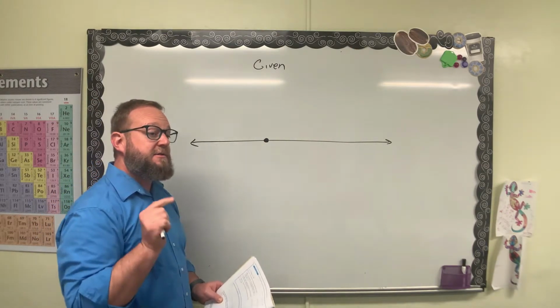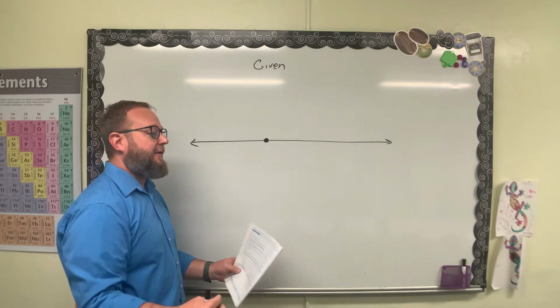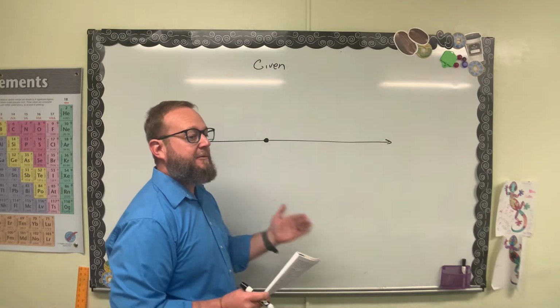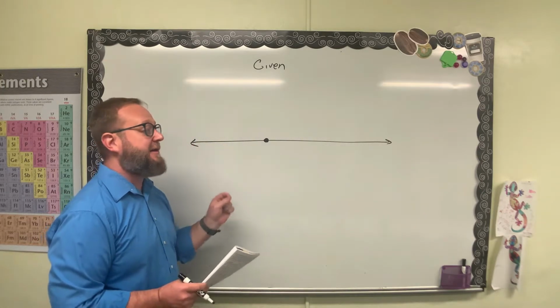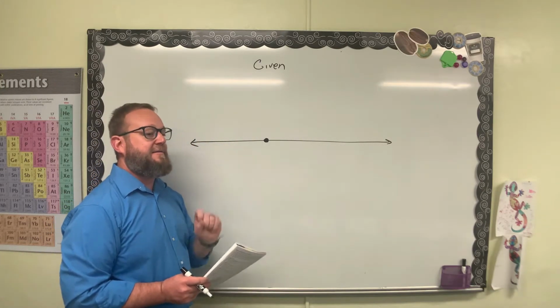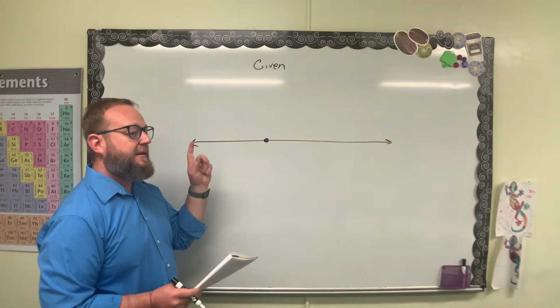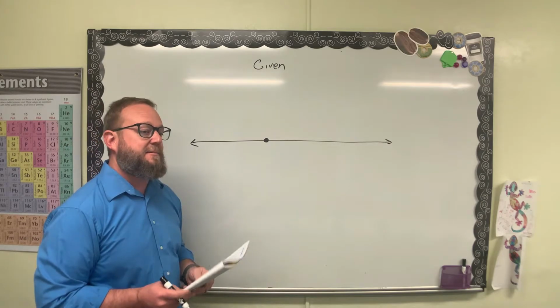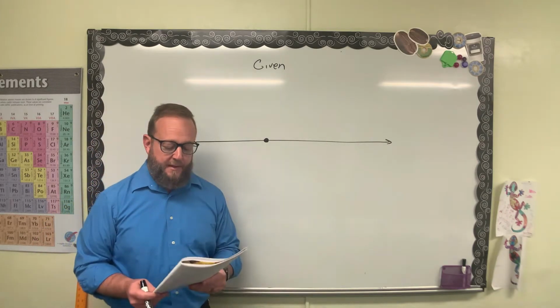And our instructions are, our goal line. How do we know when we're done? We're done when we know that we've constructed a line that is perpendicular to this line. Now we can make a line that's parallel, we can make a line that intersects, but in this case we need to make one that's perpendicular. How would we do that?